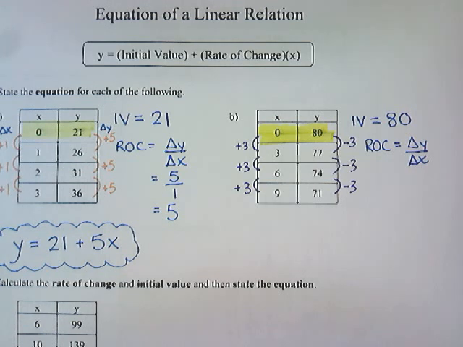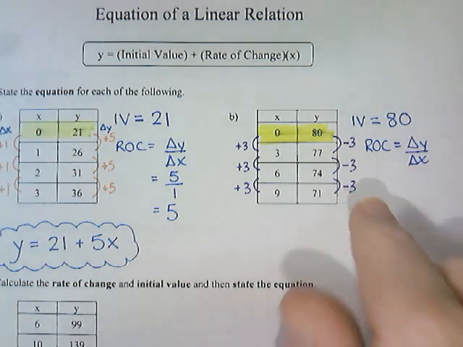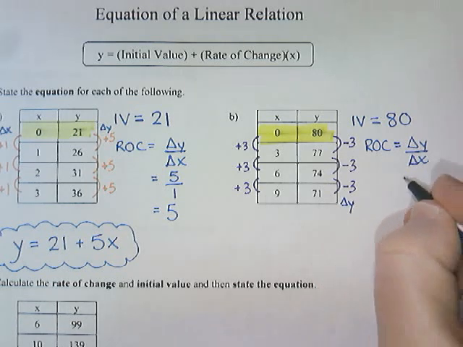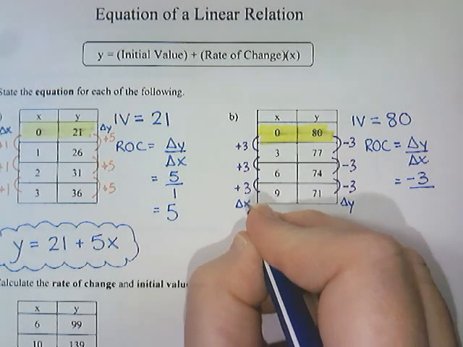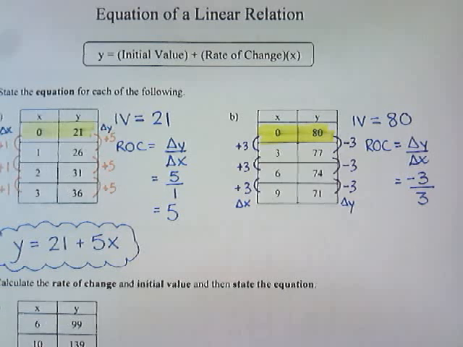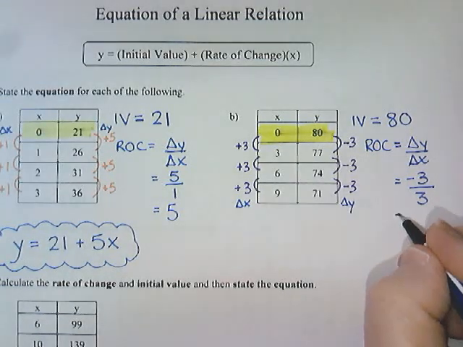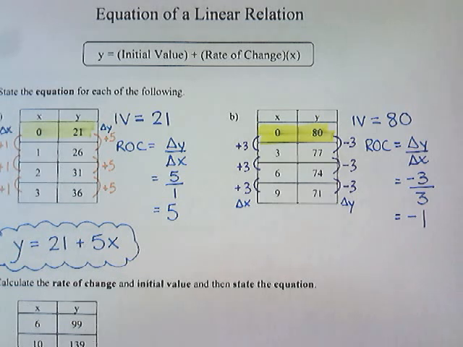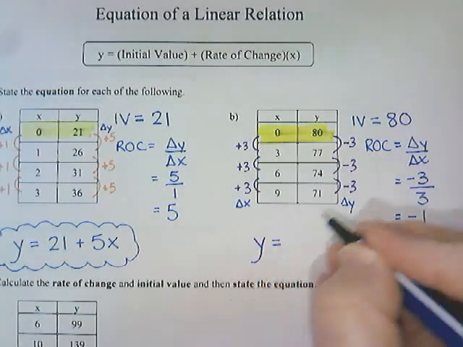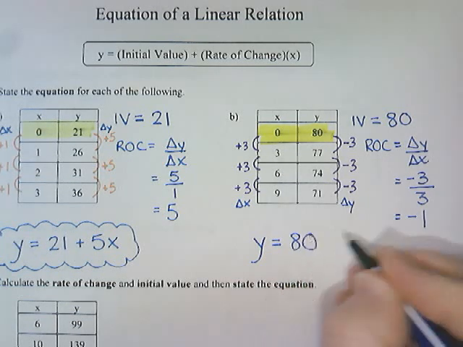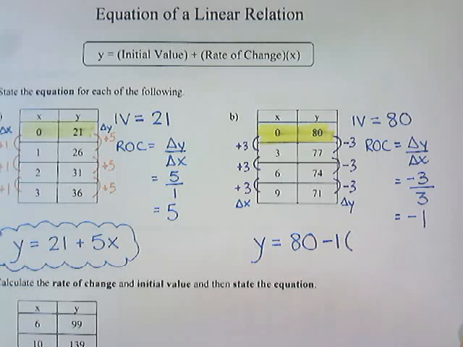So my rate of change is delta y. That's the change on the y side. So that's over here. That's -3. And then over delta x, that's the change on the x side. That's +3. Now, a negative divided by a positive makes a negative, and 3 divided by 3 is 1. So my rate of change is -1, which means for every 1 I go up on the x side, we should be subtracting 1 on the y side. So my equation here is going to be y equals 80, and then -1 times x.